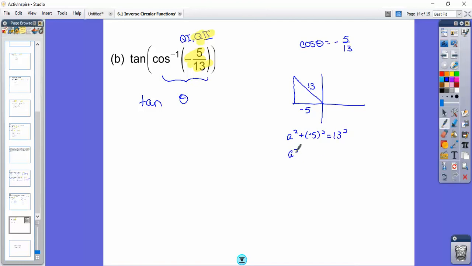A squared plus b squared equals 13 squared. You get plus and minus 12 because this is in the second quadrant. Your y is positive or it's going up, so this is a positive 12. So tangent theta, tangent opposite over adjacent, and we get negative 12 over 5.